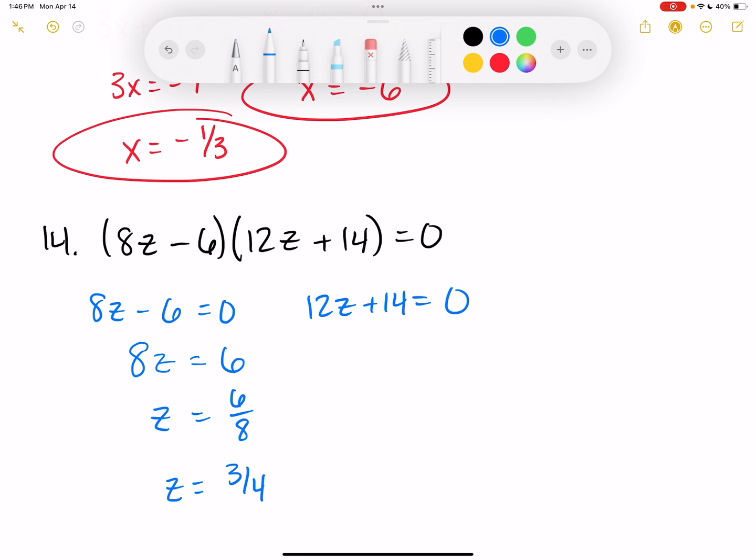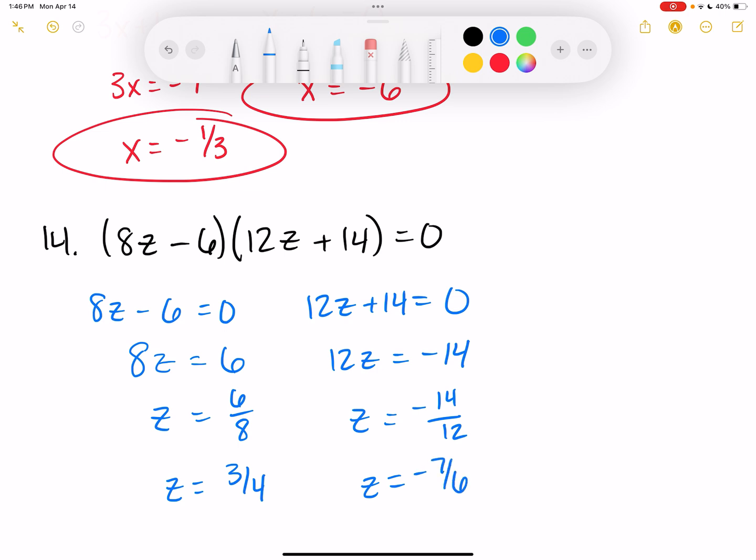All right, and then the one on the right, what do I do first? Subtract 14. Subtract 14, so 12z equals negative 14. Then what? Divide by 12. Divide by 12. So that would be negative 14 over 12. And then what do I get when I reduce it? Negative 7 over 6. Yep, negative 7 over 6.